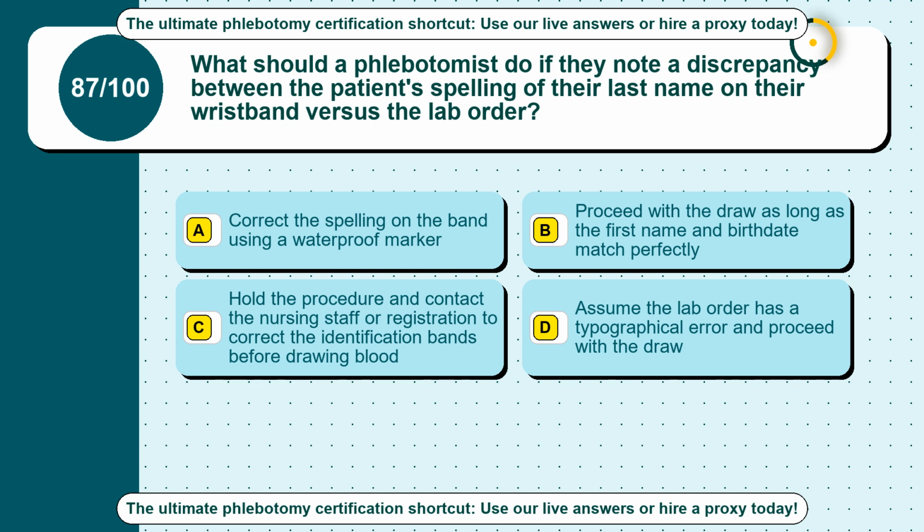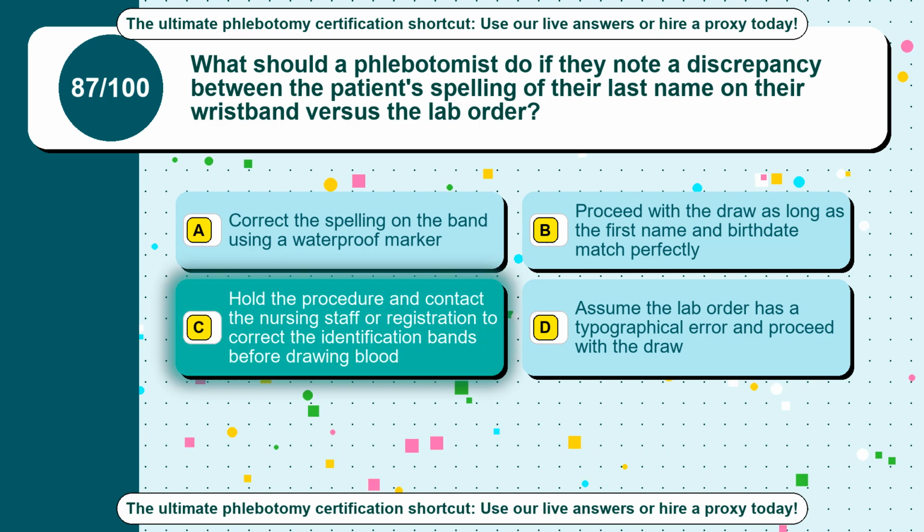Option C, hold the procedure and contact the nursing staff or registration to correct the identification bands before drawing blood. Option D, assume the lab order has a typographical error and proceed with the draw. The correct answer is option C. Hold the procedure and contact the nursing staff or registration to correct the identification bands before drawing blood.